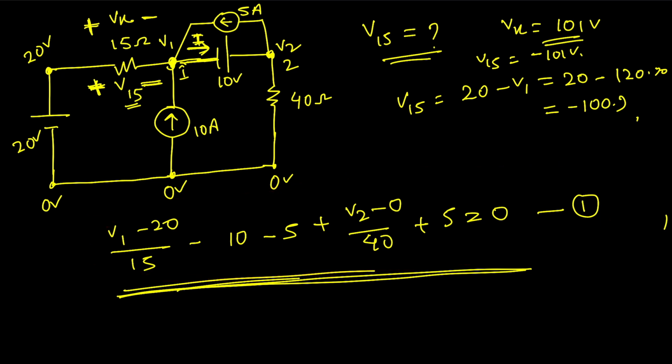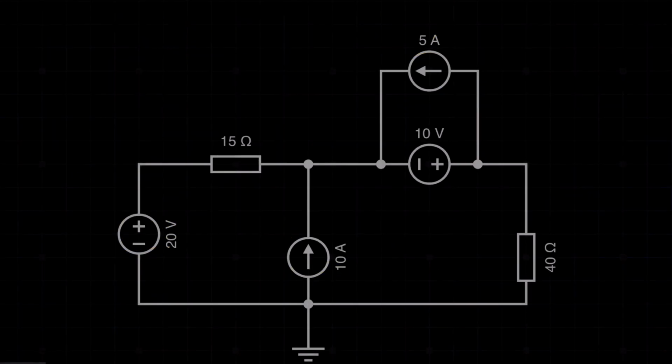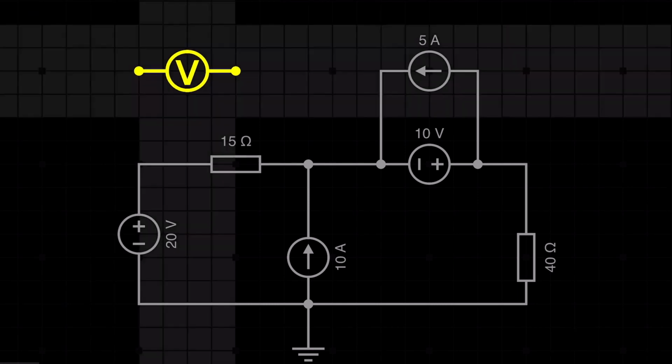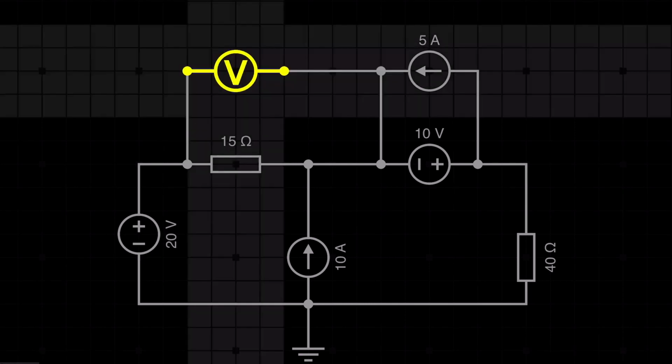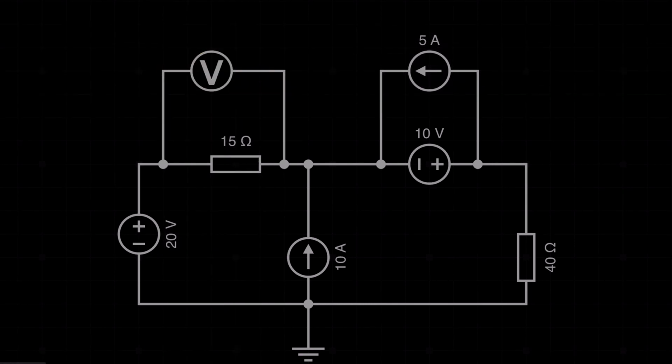Now let's go to the simulation and see what the simulation result will be. Here you can see I drew the same circuit, right? And now they told us to calculate the voltage across the 15 ohms. I just connect a voltmeter across the 15 ohm. Okay, so let's simulate this circuit and see what the reading of this voltmeter is.